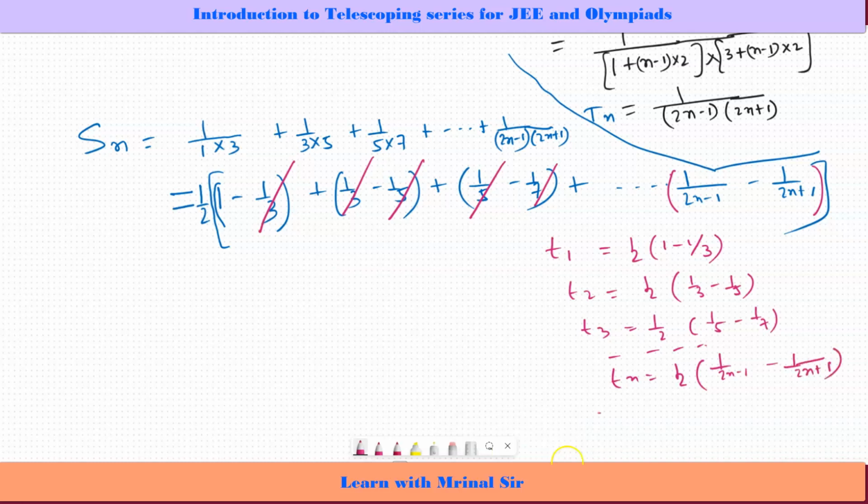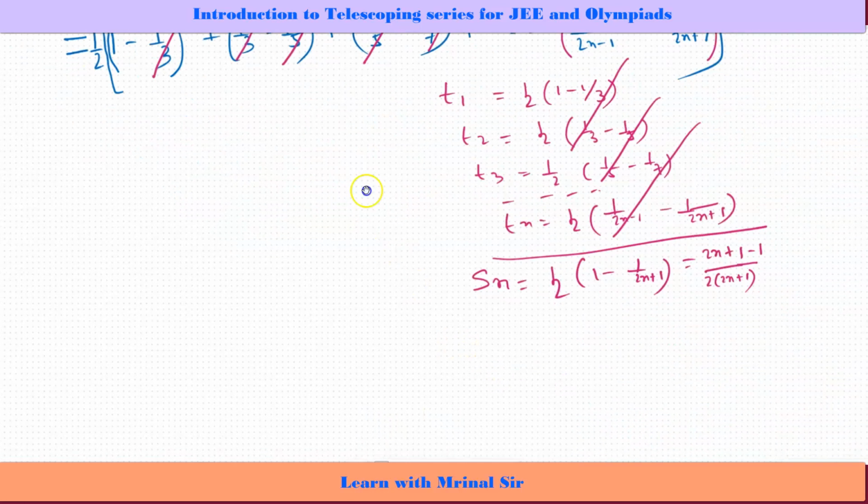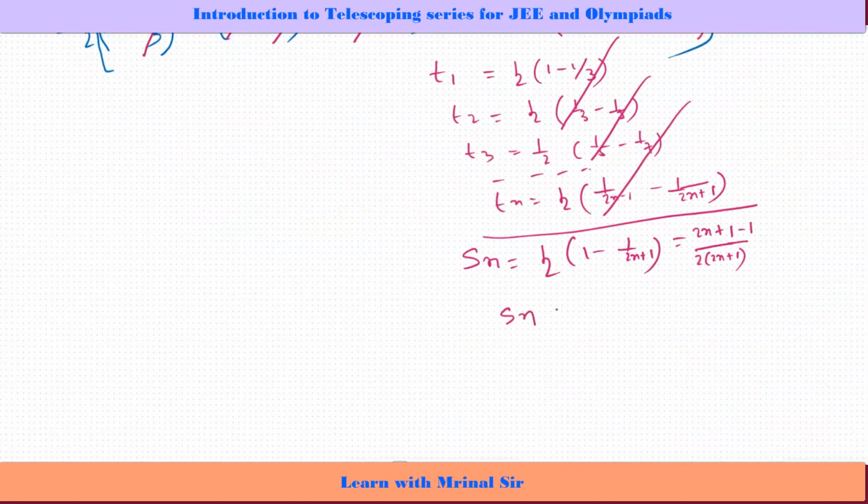Now the summation of this telescoping series is very easy to find. These get cancelled, the inner terms getting cancelled. Nothing is there to cancel with 1 and 1/2n plus 1. So Sn will be what? Half into 1 minus 1/2n plus 1. On adding, 2n will go up, 2 into 2n plus 1. 2n plus 1 minus 1 in the numerator. So all get cancelled, and finally when simplified, it becomes 2n by 2 into 2n plus 1, or n by 2n plus 1.